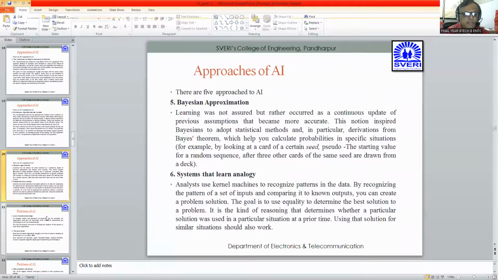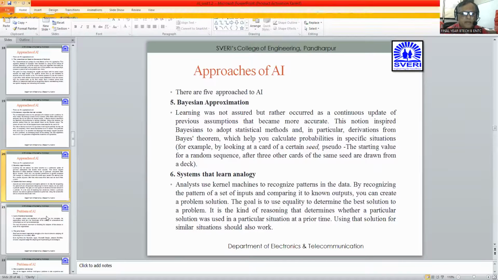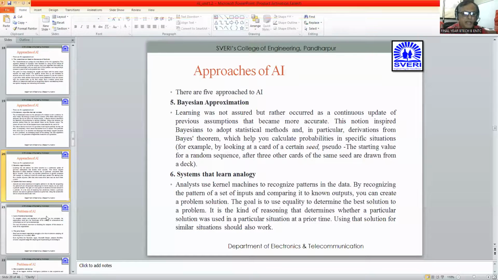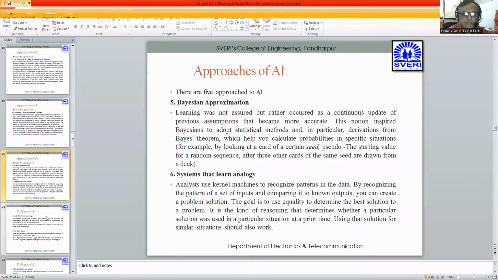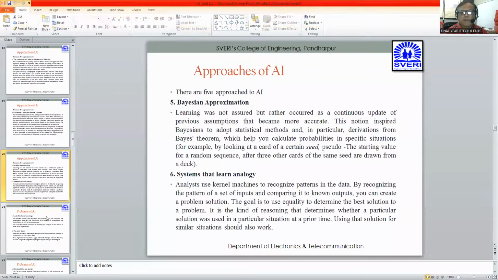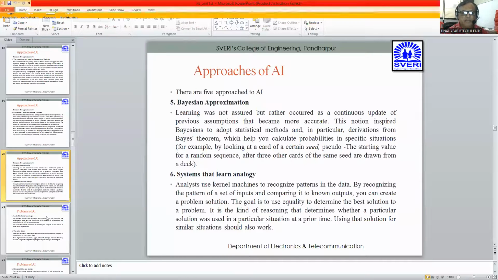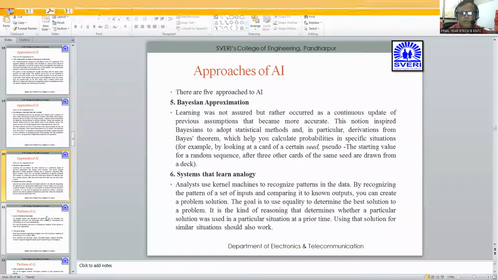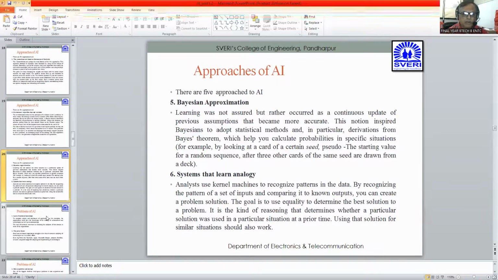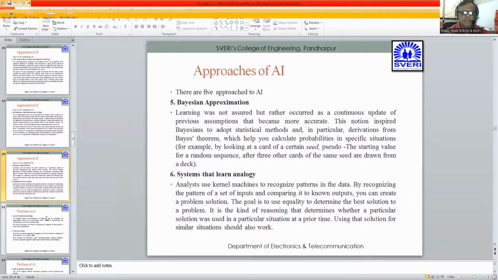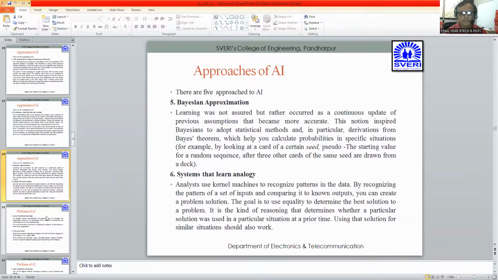The analysts use kernel machines to recognize patterns in the data. By recognizing the patterns of a set of inputs and comparing them to the known outputs, you can create a problem solution. Obviously there are patterns in the data. Each and every piece of data has some kind of pattern, which may be random or non-random. The machines can recognize the patterns and compare them to the output. If you correlate those patterns, you can easily arrive at a problem solution, right?